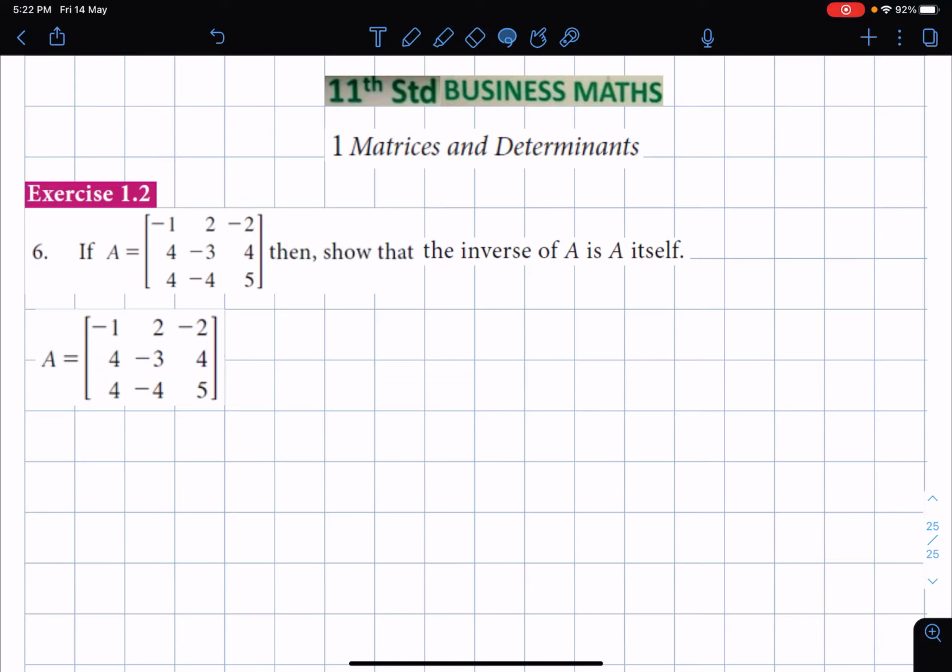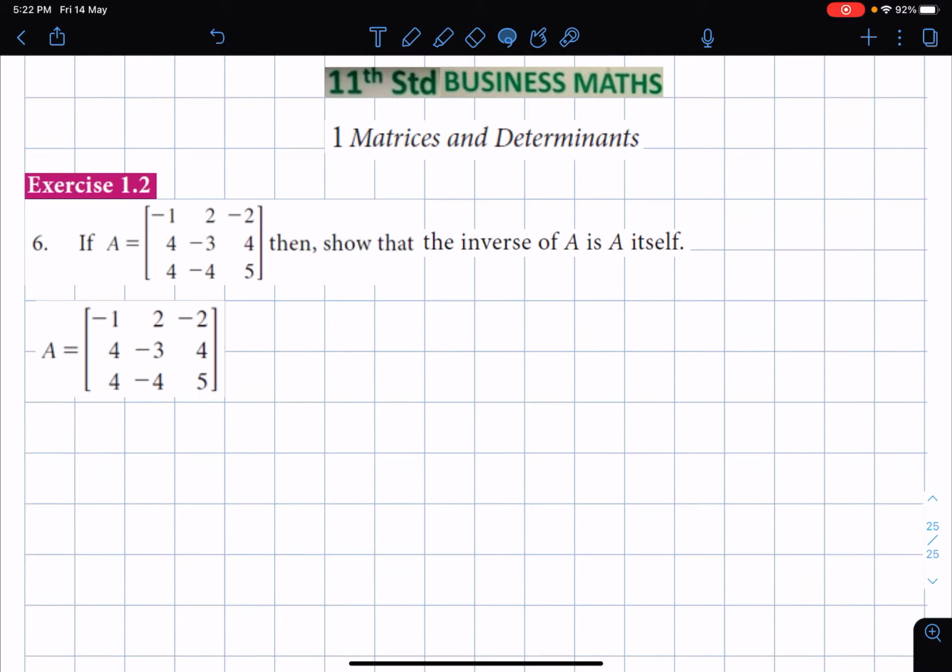We are going to see sum number 6 in exercise 1.2. There they have given a matrix A of order 3 and the question is show that inverse of A is A itself. That means what you are going to prove is A inverse equal to A. Okay, this is what we are going to prove.